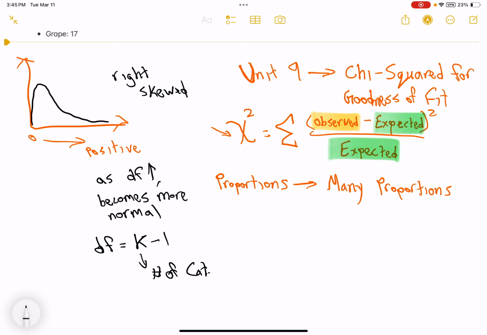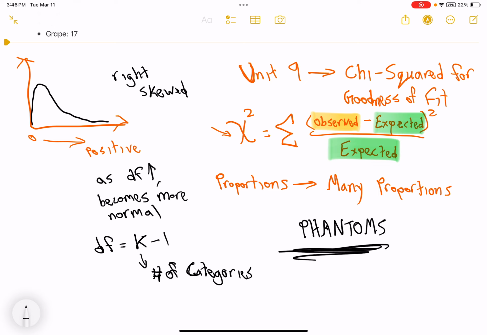Now, all of this background information is present in your slideshow, so you can take a look at that on your own terms. What I want to spend the majority of this video doing is working my way through an example chi-squared problem and showing you how we will use PHANTOMS to solve it, which is wonderful. We're repeating our acronyms, which makes our life just that much easier.